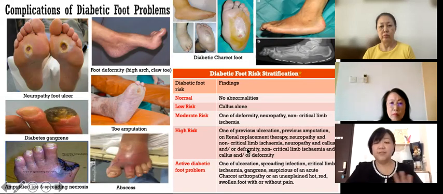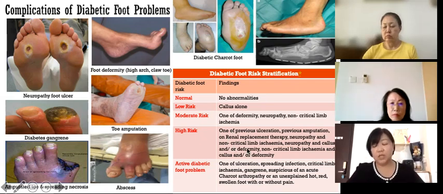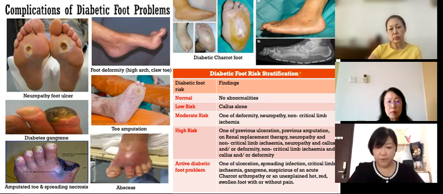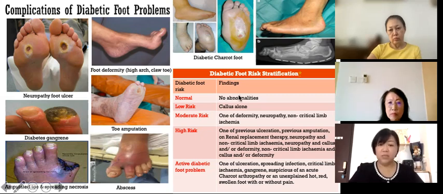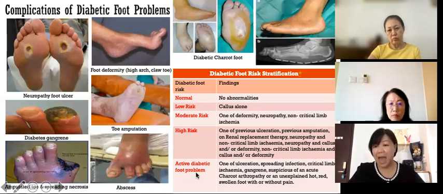Okay, so in this one, this is about the diabetic foot risk stratification, which we use in the management of diabetic foot. The risk stratification is for us to identify the diabetic foot risk. The best one, of course, is the normal one. There is no abnormality. But when we develop a complication of diabetic foot problem like this one, that's considered an active diabetic foot problem. This is the highest risk, so we need to get treatment immediately.